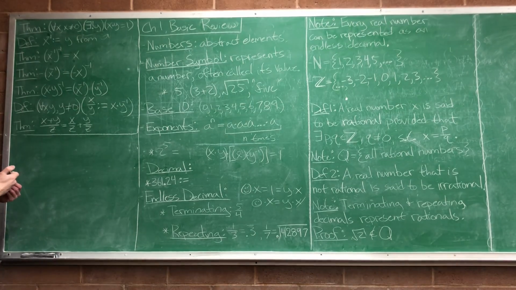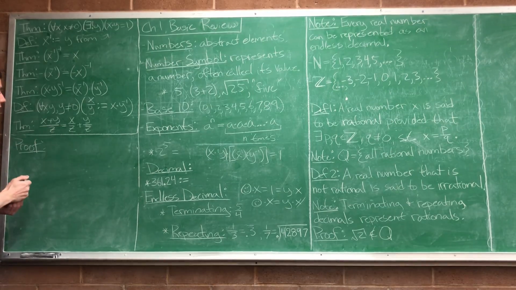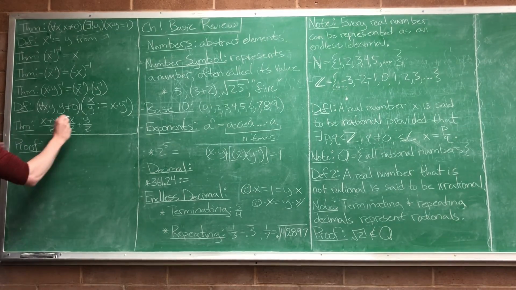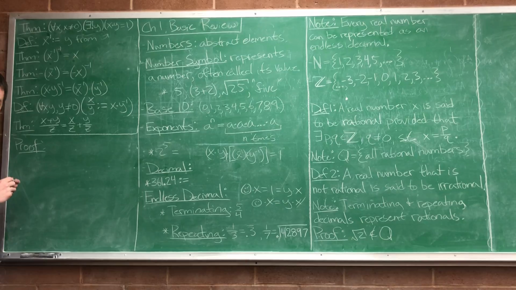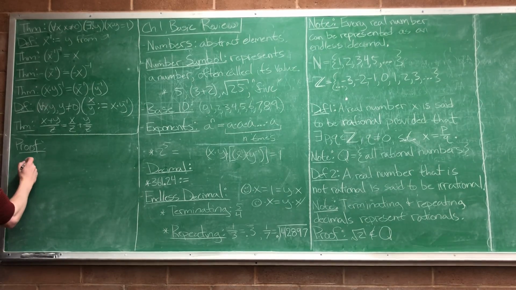So one more proof using this definition of division, and then we'll start the book proper. So proof. We're going to prove that x plus y divided by z is the same thing as x divided by z plus y divided by z. You with me? Alright, so let's just do the proof.